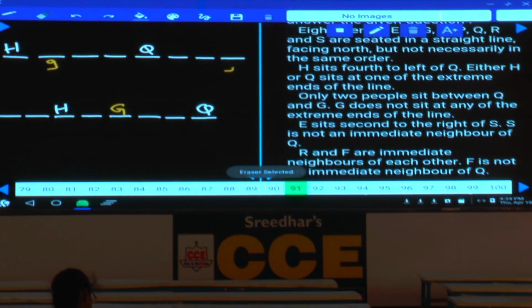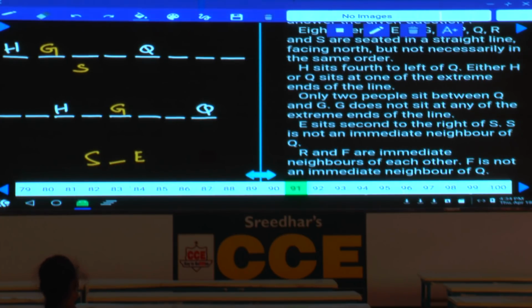As G cannot be at this place, then what is the only possibility here? G is to the immediate right hand side of H. G is not at any extreme end of the line. E sits second to the right of S, and S is not an immediate neighbor of Q. And E is seated second to the right of S. S is not an immediate neighbor of Q.